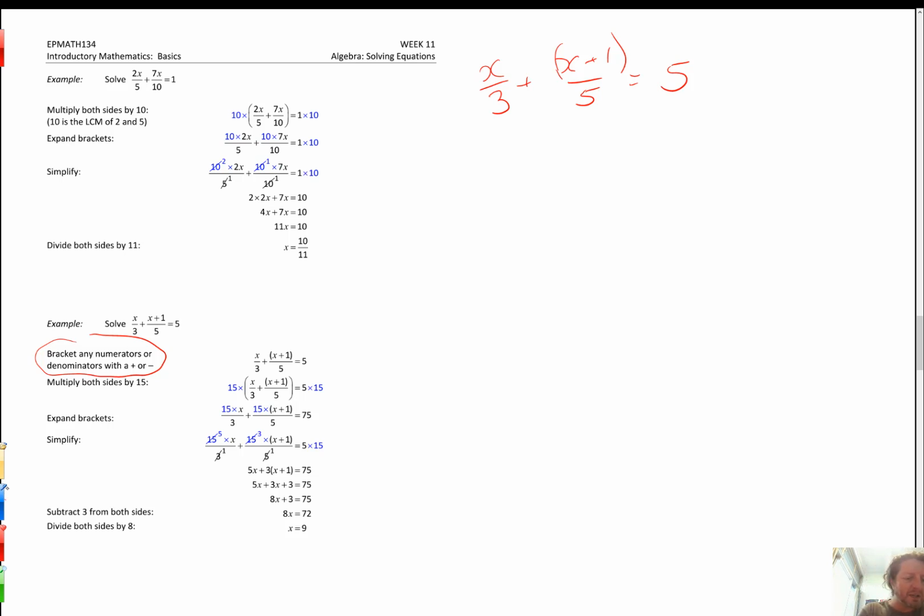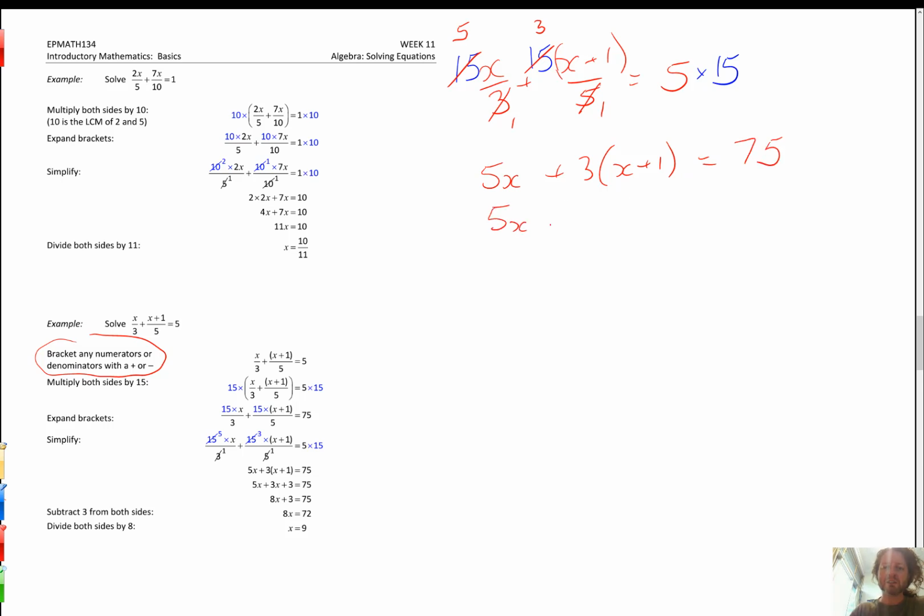My lowest common denominator here, between a 3 and a 5, there's nothing better than a 15. So I'm going to do a 15 times there, a 15 times there, and a 15 times there. Now, as always, I'm going to cancel any common factors. A 15 on 3, well, I've got 1 3 there and 5 3s there. A 15 on 5, I've got 1 5 there and 3 5s there. And again, this always happens. It gets rid of my denominators. Now I've just got a 5x plus a 3 outside of x plus 1 equals 5 by 15 is 75.